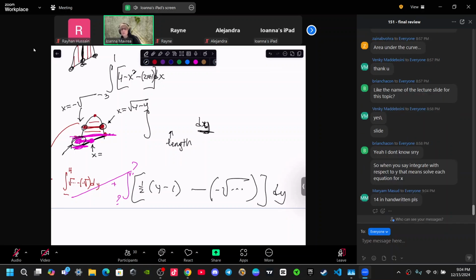So right, because if you integrate with respect to y, inside the integral you should have y's. So you should not tell me what y is equal to, because y is equal to x's. You're not allowed to write x's. You need to tell me what x is equal to. X is equal to y stuff. So inside the integral, if you integrate with respect to y, you should have y's.